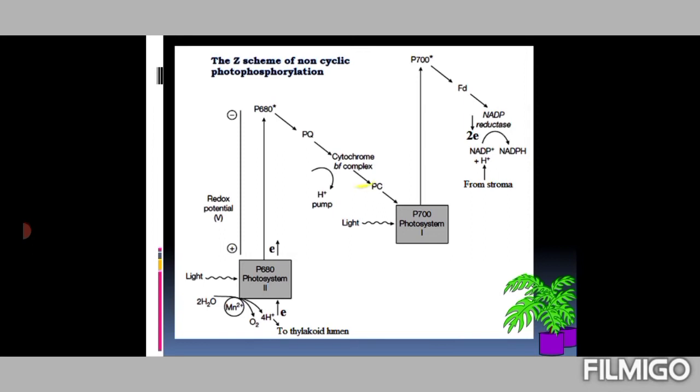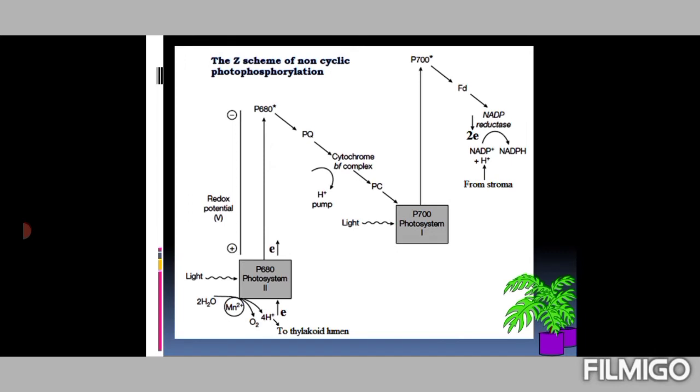Then those electrons pass through the cytochrome b6f complex, which is actually a proton pump. It accepts protons from the stroma and releases them into the luminal space. This is a process which contributes to the synthesis of ATP later. Now these electrons pass through plastocyanin, and finally are accepted by photosystem 1.